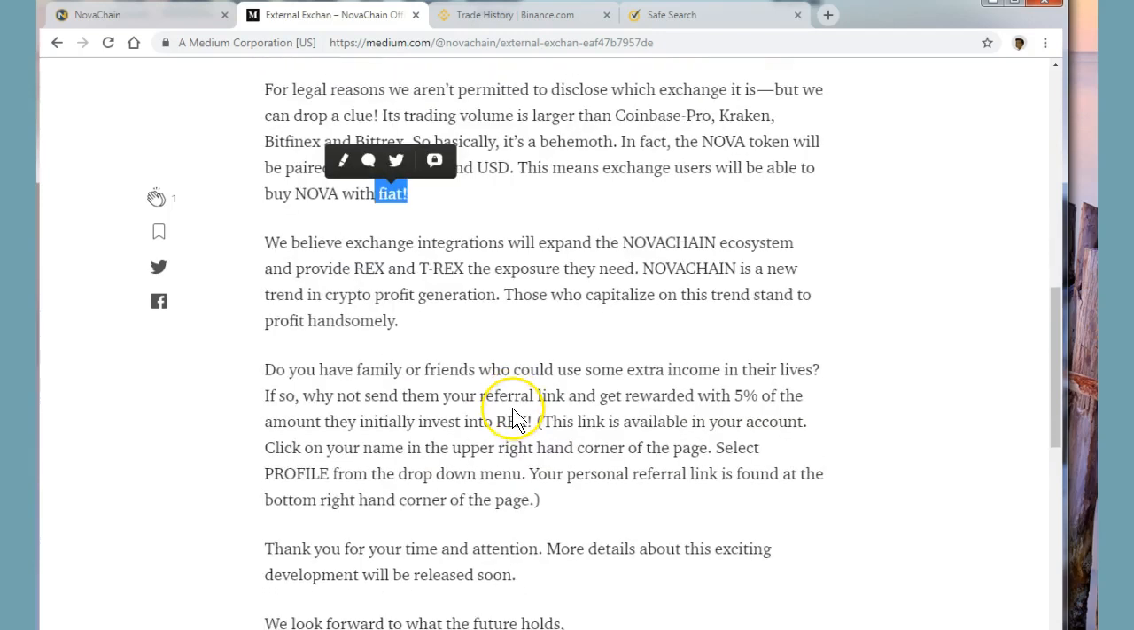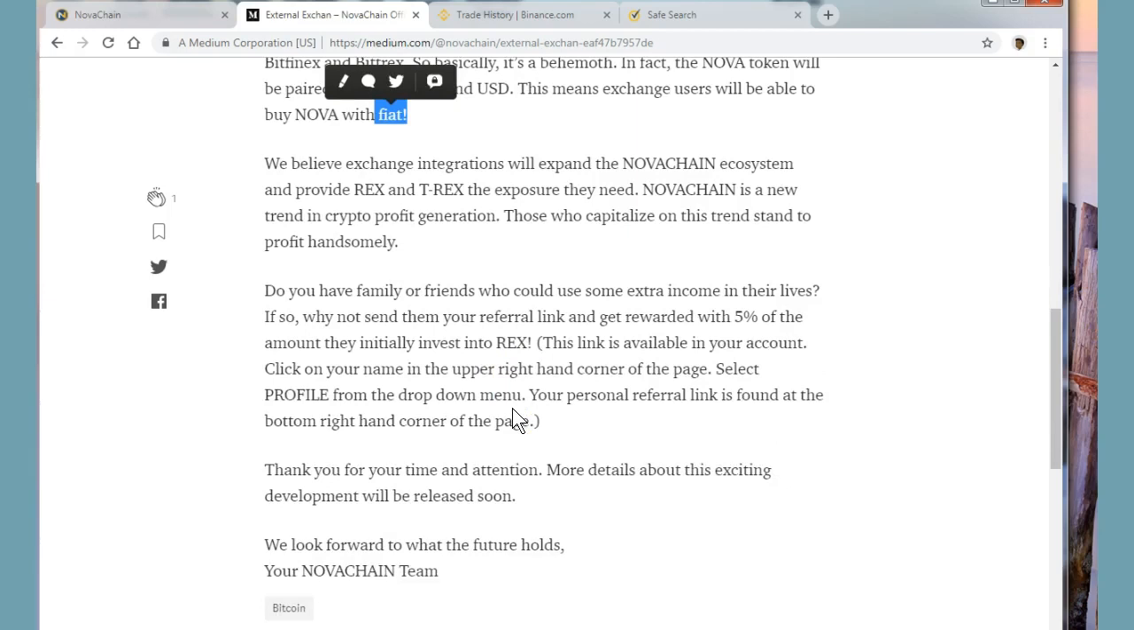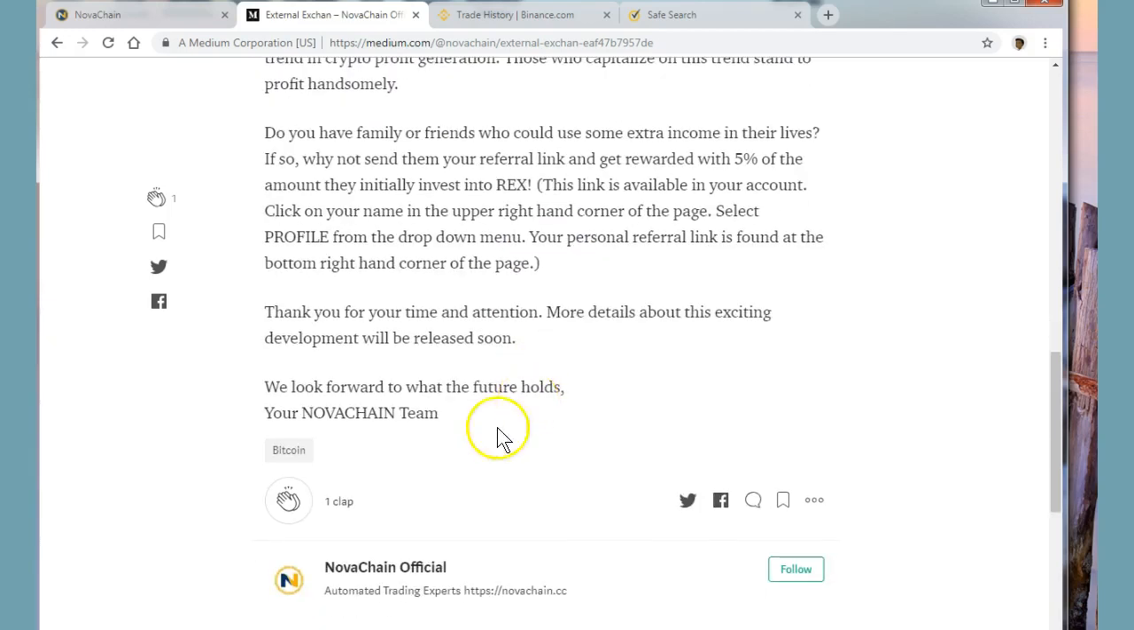Non-crypto. We believe exchange integrations will expand the Novachain system and provide Rex and T-rex the exposure they need. Novachain is a new trend in crypto profit generation. Those who capitalize on this trend stand to profit handsomely. Do you have family or friends who could use extra income? If so, why not send them your referral link and get rewarded 5% of the amount they initially invest into Rex. And they tell you how to get it. And thank you for your time and attention. More details about this exciting development will be released soon. We look forward to what the future holds. Your Novachain team, hugs and kisses. Mwah, mwah, I love you.